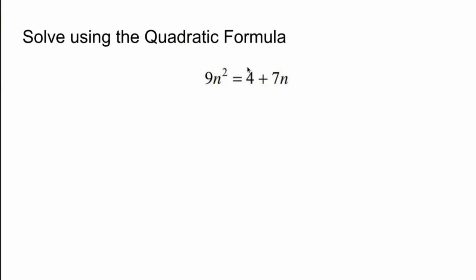Solve using the quadratic formula. All right, well, in order to solve using the quadratic formula, I need to make sure that everything is on one side of the equal sign. So what I need to do first, before I do anything, is subtract 9n and subtract 4 from both sides. So let me write that over here so it's a little out of the way. 9n squared minus 7n minus 4 equals 0.